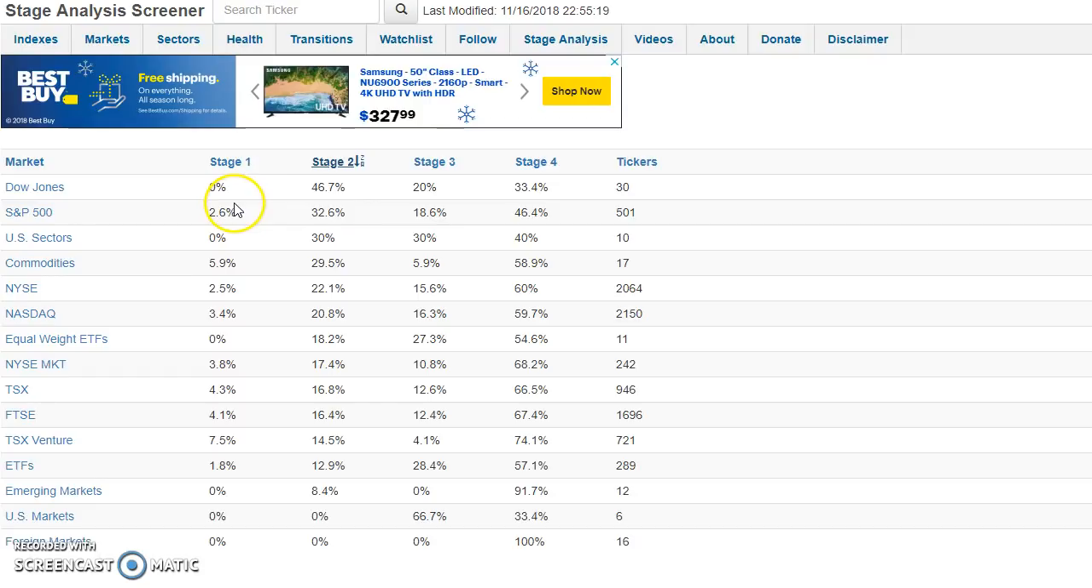We can also look at the breadth of the S&P 500. Right now, almost 50% of stocks in the S&P 500 are in stage 4, and almost 20% are in stage 3. So that's over 60% in stage 3 and 4. So again, very poor technical action in the S&P 500. The Nasdaq is kind of the same thing.